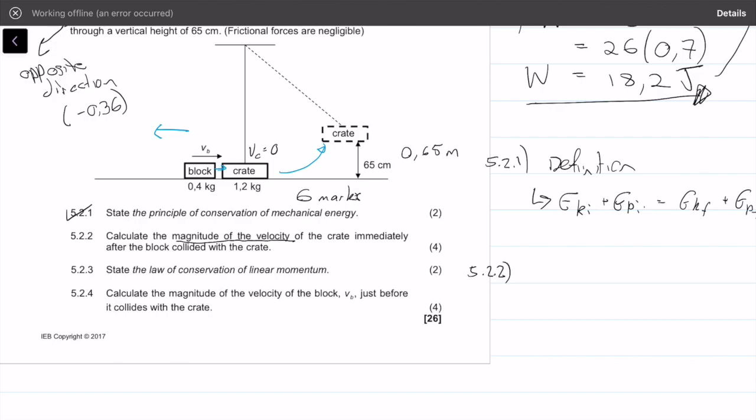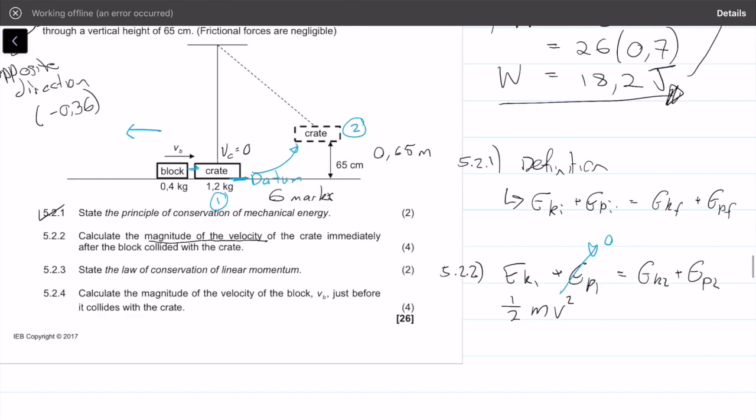So I'm going to use this position of the crate as position 1, and this position as position 2. So we can say that EK1 plus EP1 is equal to EK2 plus EP2. Let's take the ground as our datum, our reference point. At the bottom, there is going to be a kinetic energy, so we have half mass times velocity squared, but because it's at the datum, the EP goes to 0.